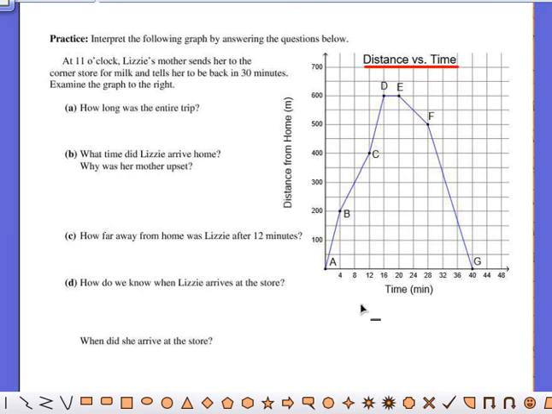And in this graph, there are many line segments. I see 1, 2, 3, 4, 5, 6. So each piece tells us something different. And here's the story. At 11 o'clock, Lizzie's mother sends her to the corner store for milk and tells her to be back in 30 minutes. Examine the graph to the right.